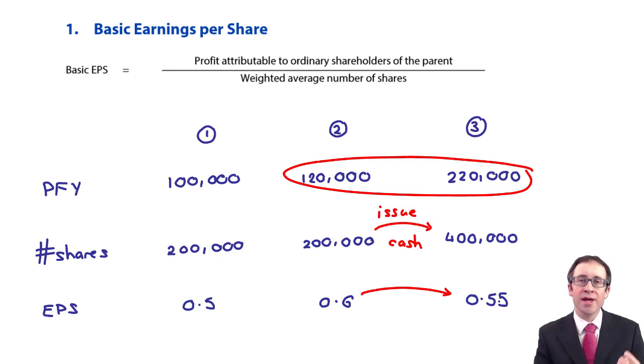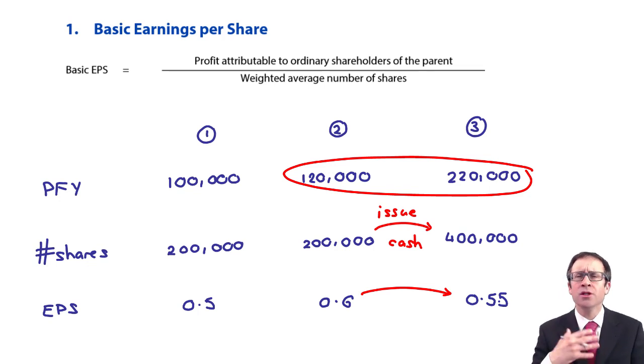So this business has raised equity finance. Great. It's used it to increase the earnings. Great. But it hasn't used it well enough to create enough earnings to counter that additional number of shares that are in issue. The shareholders are effectively worse off than what they were previously.